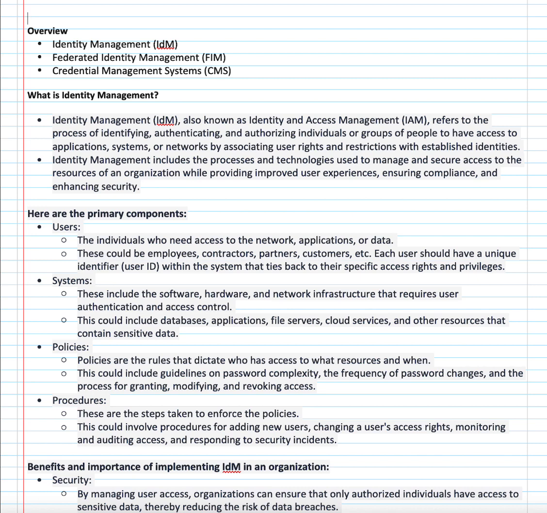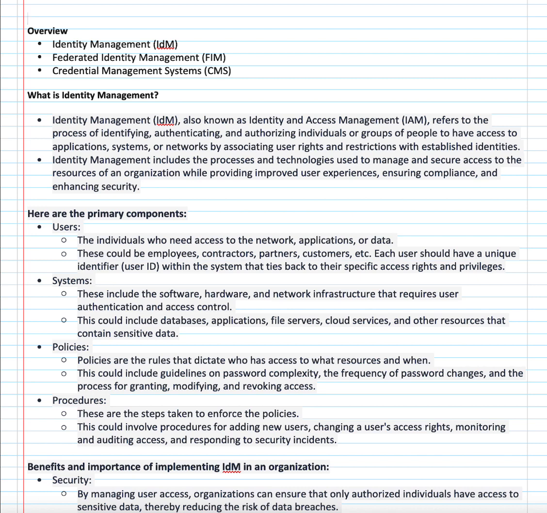Okay, so today we're going to talk about three main topics: identity management, federated identity management, and the credential management system. You might have been seeing stuff about a credential management system in the news recently with Microsoft, and the compromise of their CMS to gain access to various pieces within Microsoft 365. It looks pretty interesting to see how that's going to play out. That's a pretty big deal if their CMS was compromised.